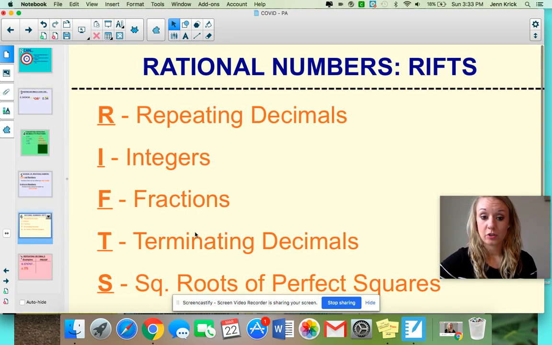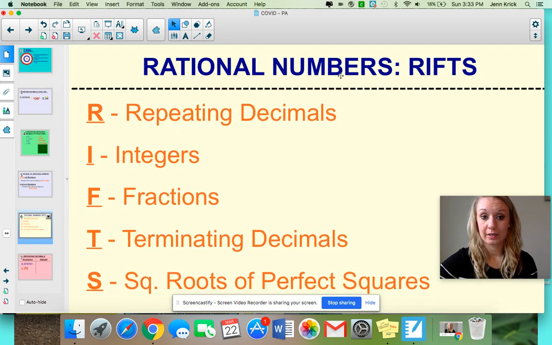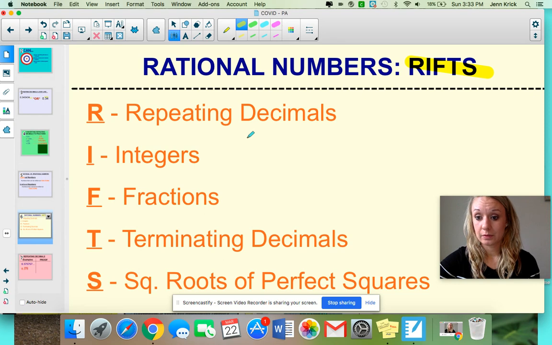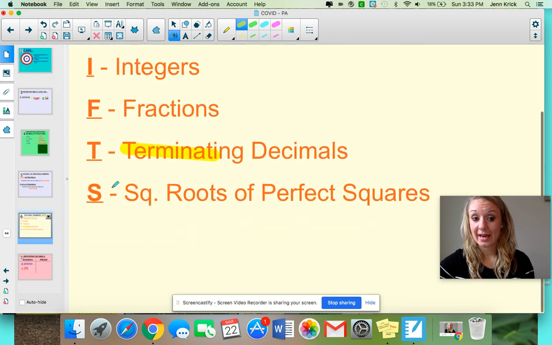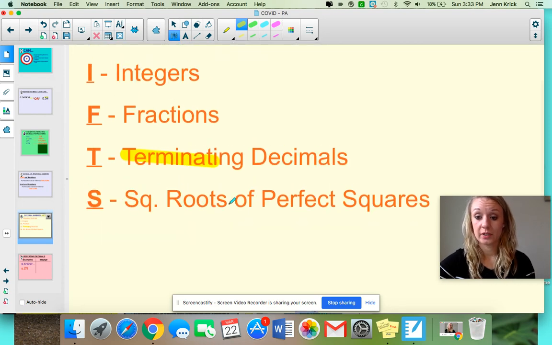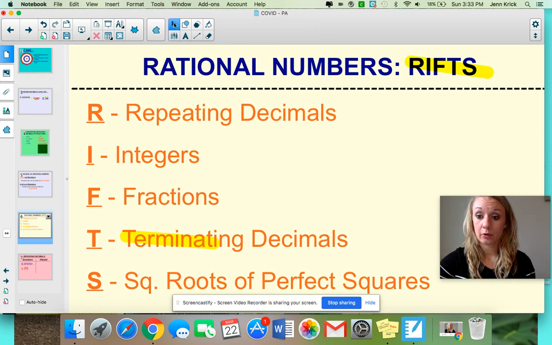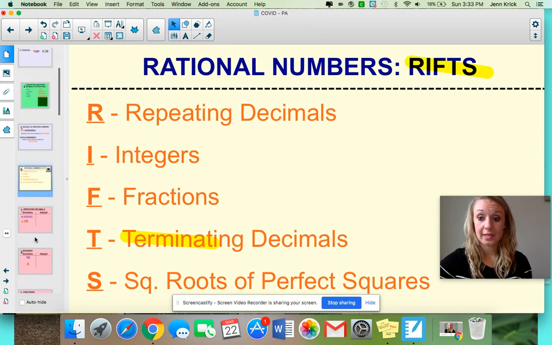Remember the acronym that we talked about a long time ago to recognize rational numbers, and it is RIFTS, R-I-F-T-S. R stands for repeating decimals, which we just looked at a few minutes ago. I stands for integers. F stands for fractions. T stands for terminating decimals. Remember that terminating decimals are decimals that end, they terminate. And then S stands for square roots of perfect squares. So we're going to go through a quick example of each and prove that they are rational.